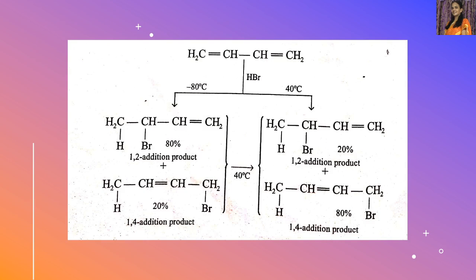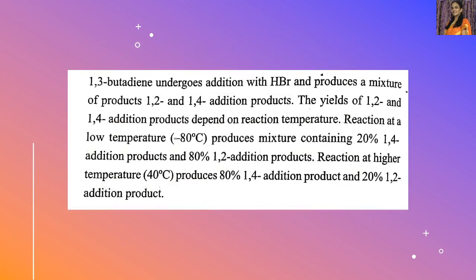The double bonds are present between the 1 and 2 carbon atoms, and between the 3 and 4 carbon atoms. So the lowest number we should mention: for 1 and 2, the lowest number is 1; for 3 and 4, the lowest number is 3. Therefore it is 1,3-butadiene. So 1,3-butadiene is considered the best, or the simplest, example of a conjugated diene.